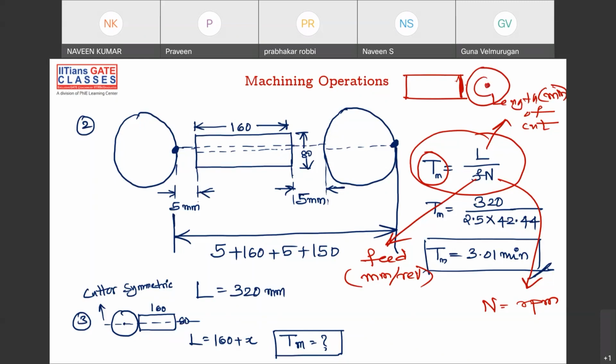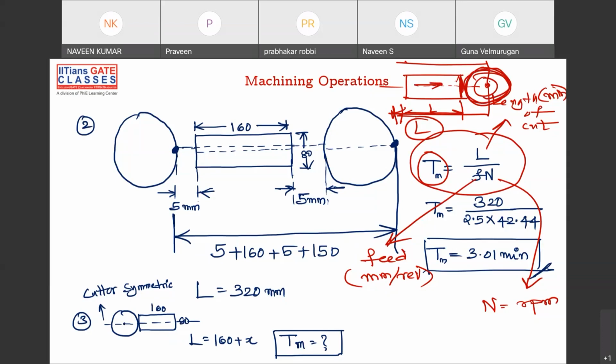If your cutter is rotating and it is going in this direction, let us assume the length of cut is L. Where the starting point is and where it is ending is very important. The starting point to the ending point of the cutter is the length of cut. And the speed, that is, how much time for one revolution of this cutter. How much feed has been given onto this workpiece, that is called feed.